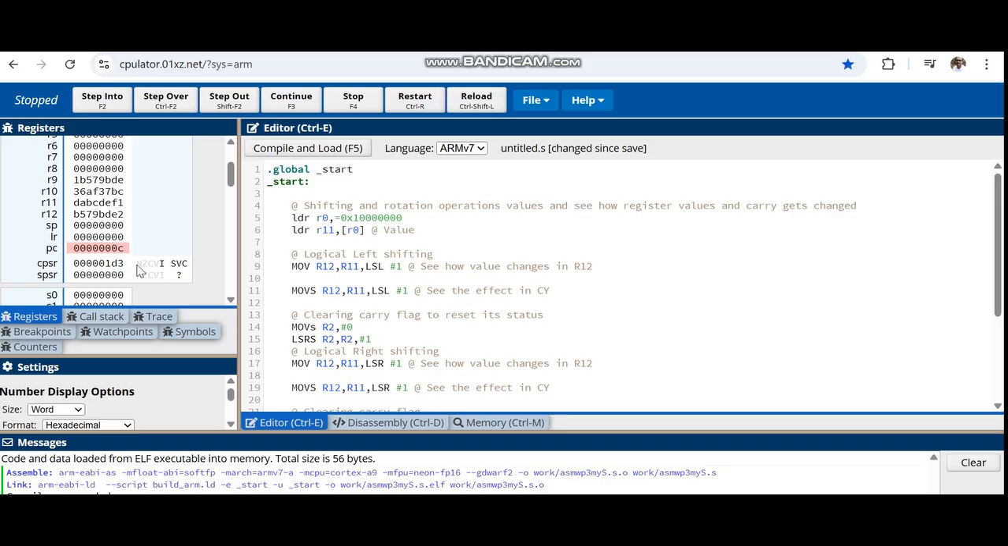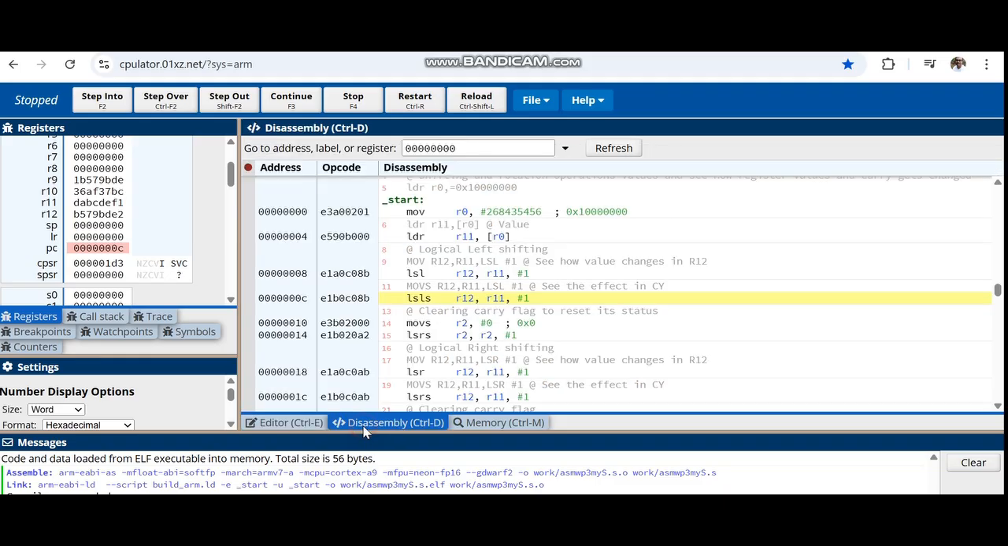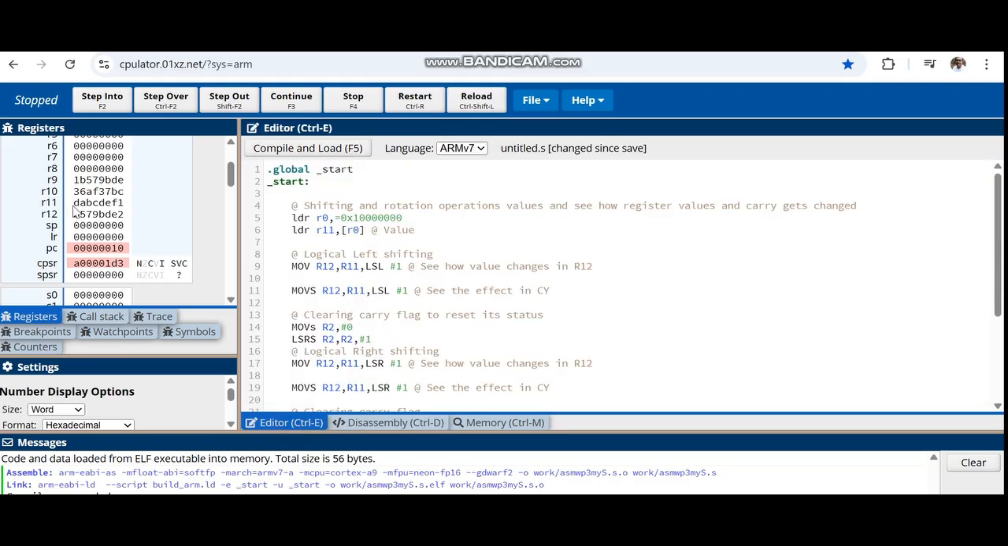Now if you see here, we have the negative flag, zero flag, carry flag and overflow flag. Those are the main user flags we will be working with. In this, the carry is disabled now. When we execute this instruction, that should become 1. So if you see, the carry has become 1. And the value in R12 also got changed according to the left shift. So the value is B579BDE2. So it became that, and the carry flag also got affected.